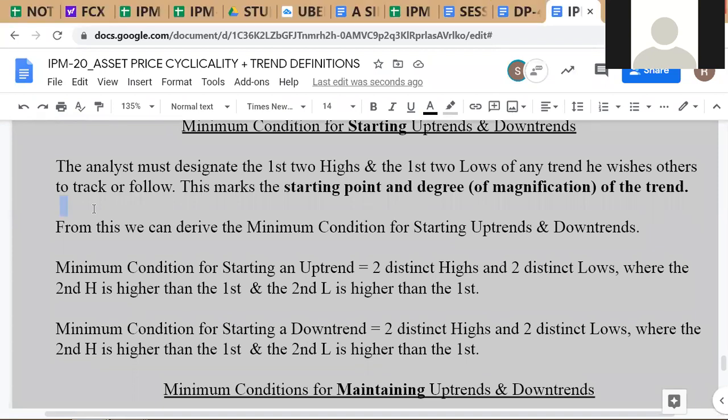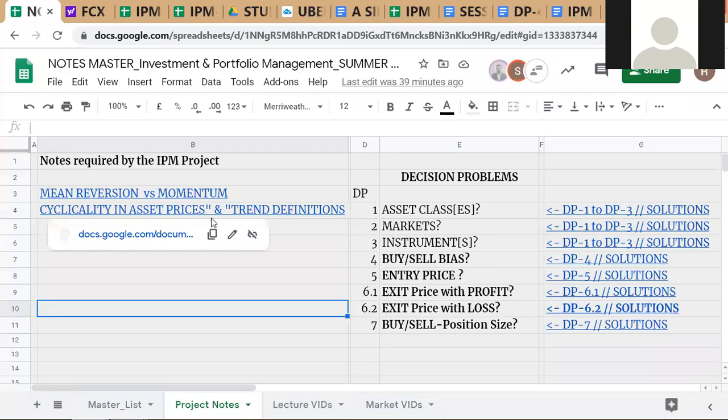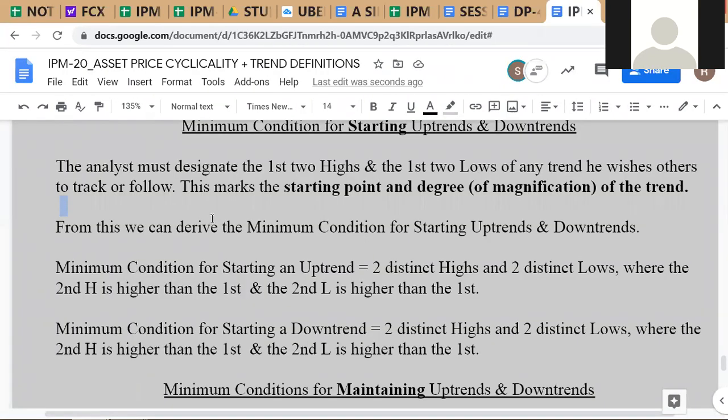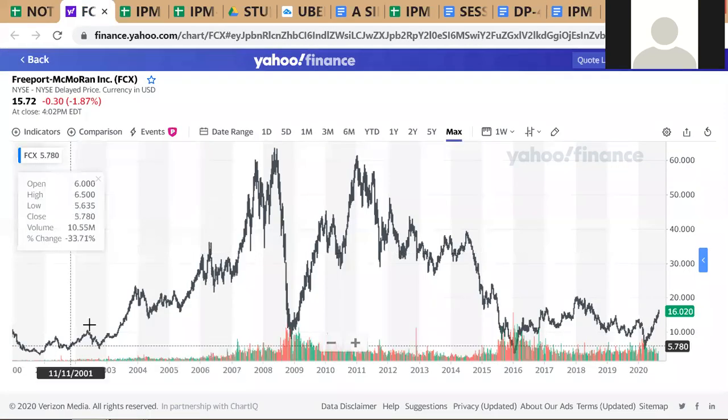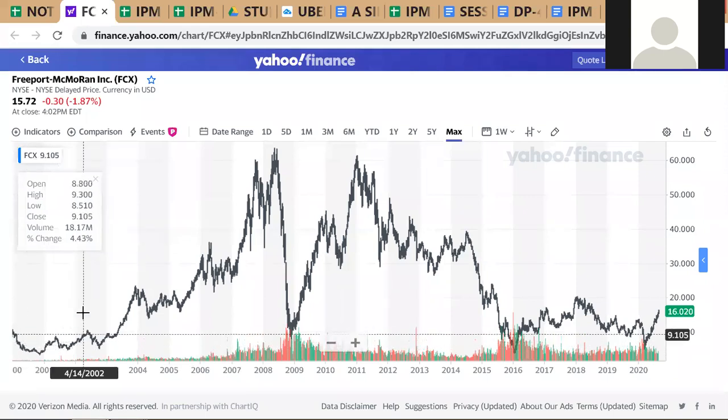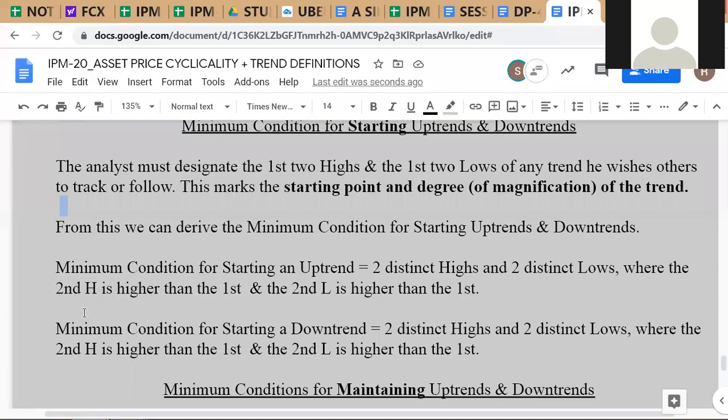So now we are talking about the minimum condition of starting an uptrend. It's very important to understand this. The base, this will give us the logic for a lot of things. And so all we need is 2 highs. What does it say here? 2 highs, 2 lows. Second high is higher, second low is higher.